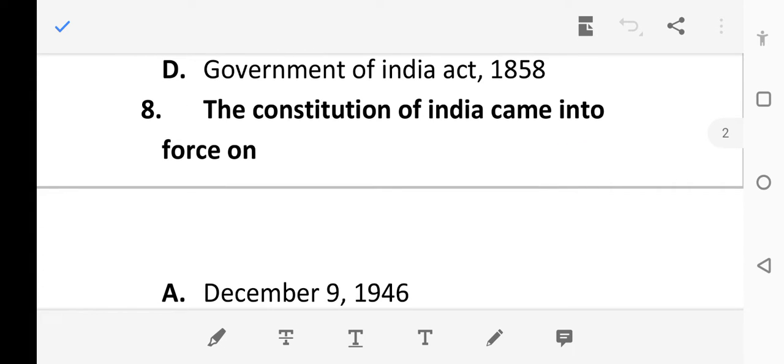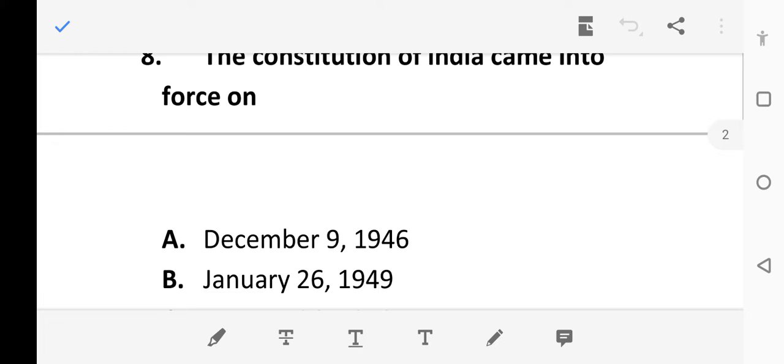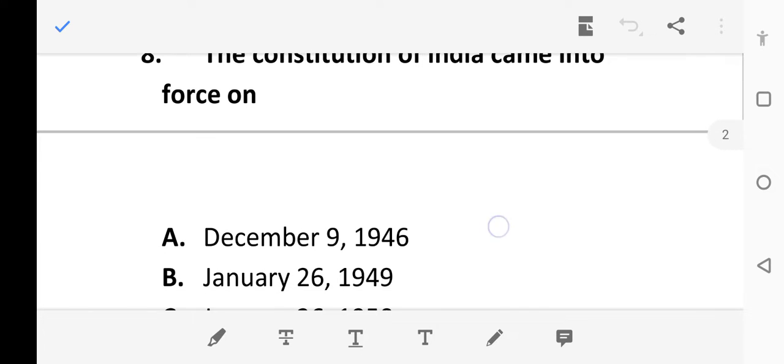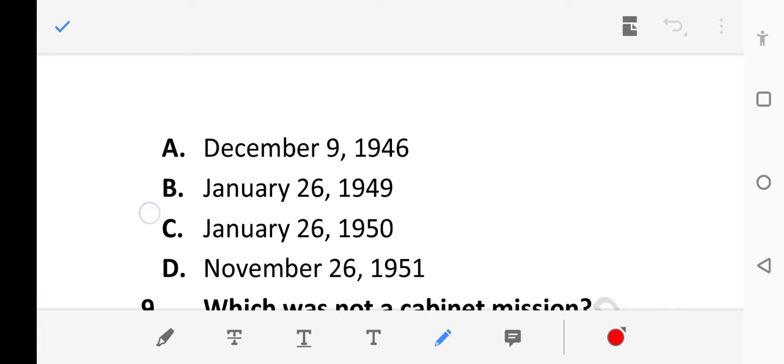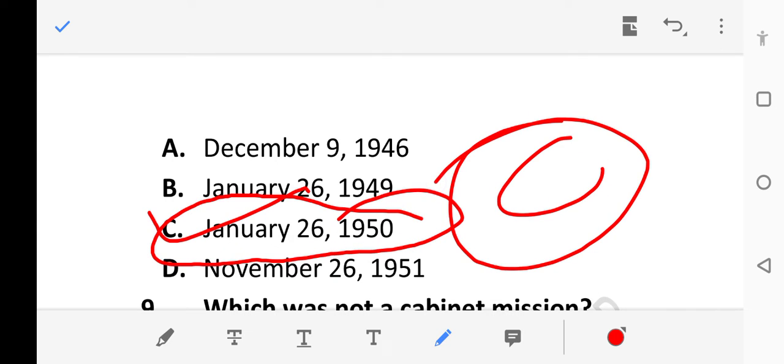And the Constitution of India came into effect or came into force, that is implemented, on 26 January 1950. So this day we celebrate as National Republic Day. So January 26, 1950 is the right answer, that is option number C.